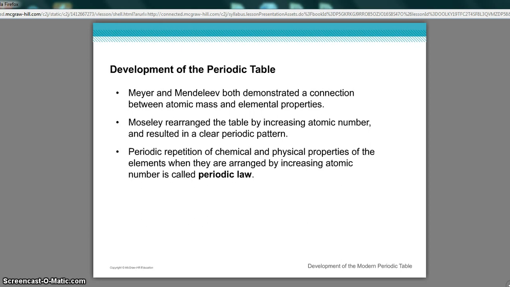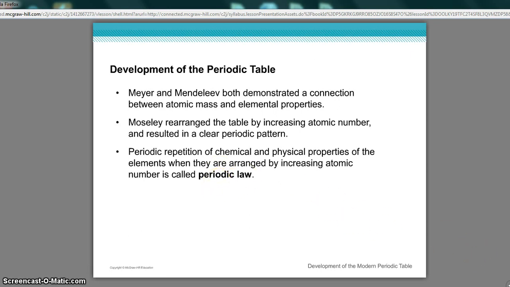He rearranged the table by increasing atomic number rather than mass, which is almost the same. There are a few slight exceptions to the order. And basically, he came up with a very clear periodic pattern. And we call that periodic repetition of the chemical and physical properties of the elements when they are arranged by increasing atomic number the periodic law. And there are a lot of things we can tell about the elements based on where they are on the periodic table and how they are arranged and what other elements they're near. So we're going to be looking a lot at the periodic law.